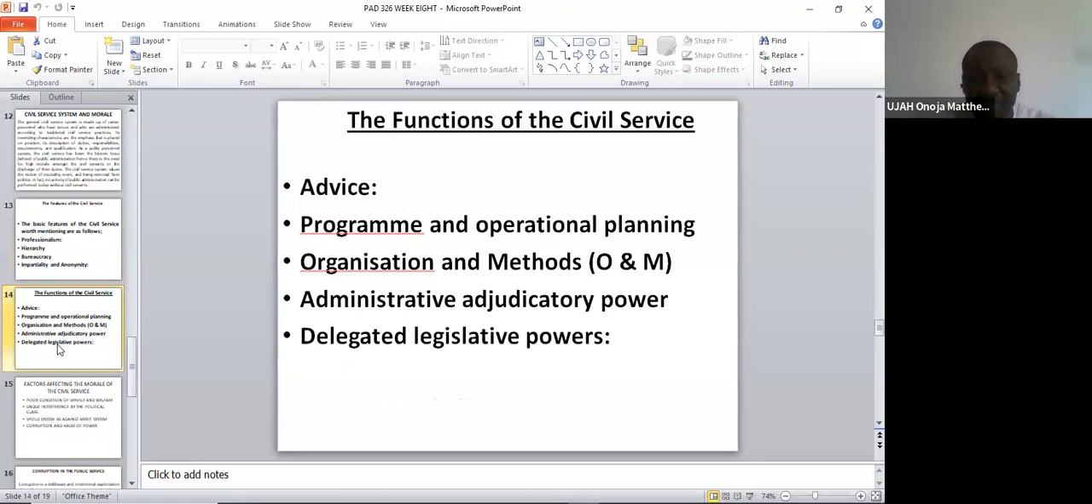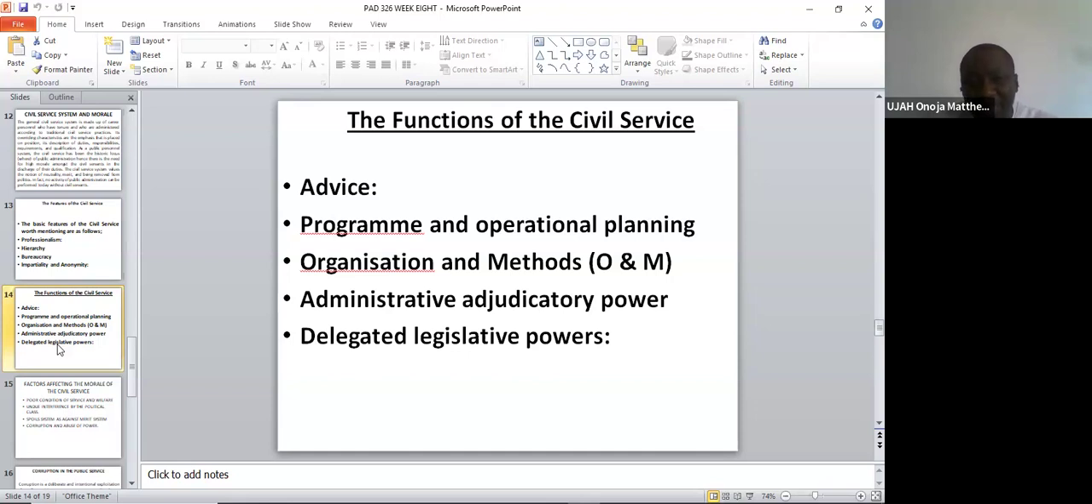The functions of the civil service. Like we have said earlier, the civil service is an organization that is built around carrying out government policies and programs, and an agent of development has a lot of functions that they play to the government of the day. First, they carry out advisory roles, and these advisory roles are very important in terms of how they guide the executive class or the political class in the actualization of the goals of development.